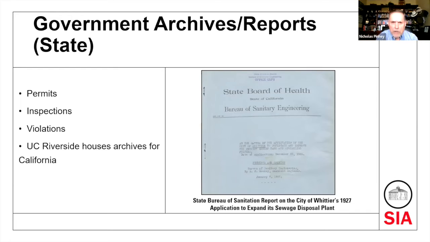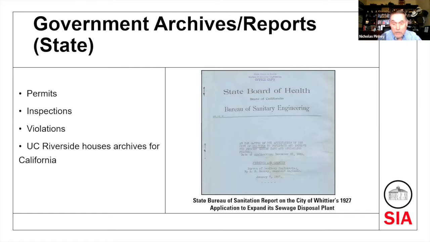The slide that I've got here shows a cover of a copy of the Bureau of Sanitary Engineering's findings and opinions regarding a 1927 application by the city of Whittier to expand its sewage disposal plant. You'll recall it was designed and built in 1923, and by 1927, they'd already had to file an application to expand it. The copy was retrieved from the UCR archives, and it contains the information and details on the expansion referenced in the 1932 newspaper article in the prior slide. The report also states the sewage disposal plant was originally constructed in 1923, confirming precisely the date of construction.